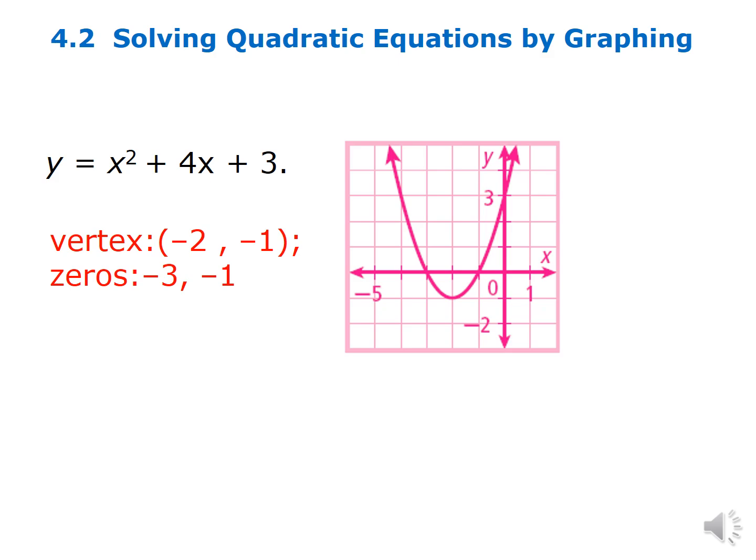Okay, today in IM2 we're going to do 4.2, Solving Quadratic Equations by Graphing. This is just giving you an equation. It's graphing it for you. It's showing you that the vertex is -2, -1, and the zeros are -3 and 1. These are the solutions that they're looking for. You have to graph carefully in order to get those good solutions.